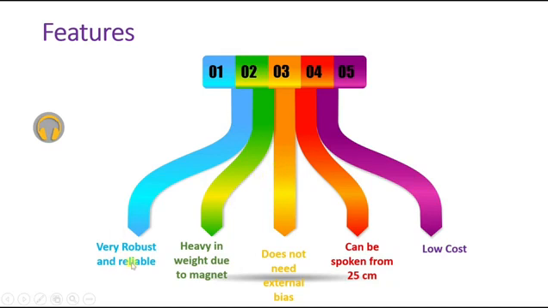So these are the basic features of the moving coil microphone. It is robust and reliable. It is heavy because of the magnet we use there. It does not need any external bias. It can be used at a distance of 25 centimeter, and it is a low cost microphone.